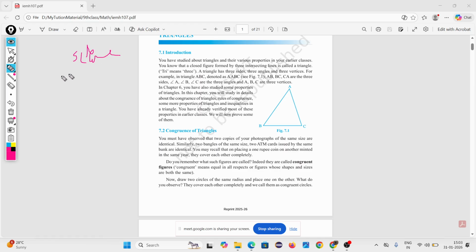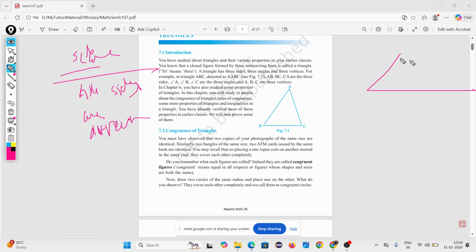Scalene triangle. All three sides are different. Okay. Suppose it is a scalene triangle. AB does not equal BC. This symbol is called does not equal to. BC does not equal AC.